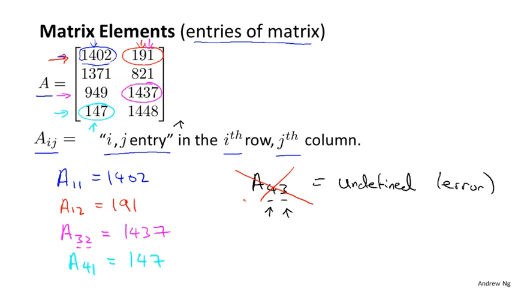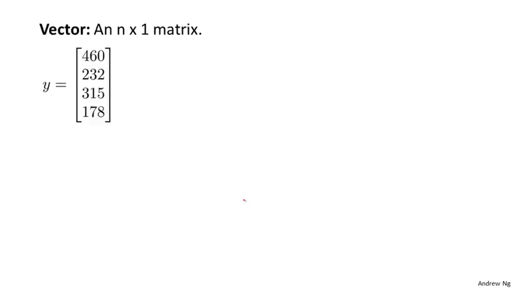Next, let's talk about what is a vector. A vector turns out to be a special case of a matrix. A vector is a matrix that has only one column. So if you have an n by 1 matrix, remember, n is the number of rows, and 1 here is the number of columns. So a matrix with just one column is what we call a vector. So here's an example of a vector, with, I guess, n equals 4 elements here. Another term for this is that this is a 4-dimensional vector. It just means that this is a vector with 4 elements, with 4 numbers in it.